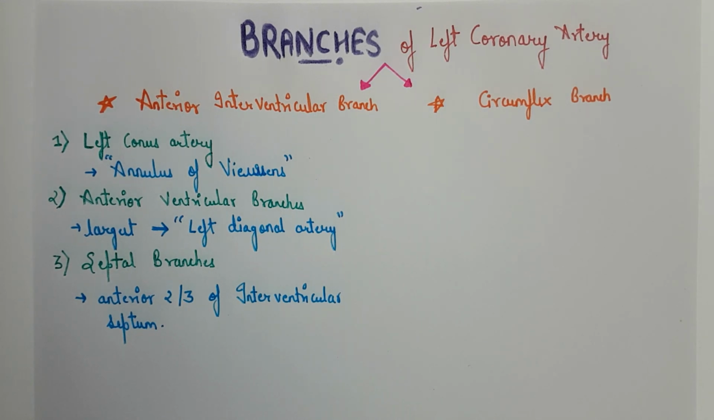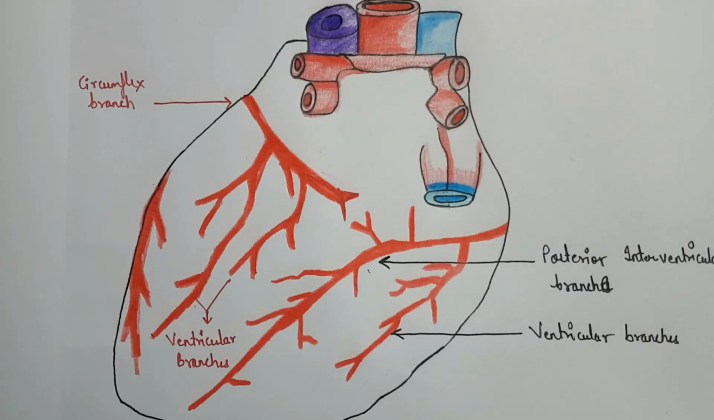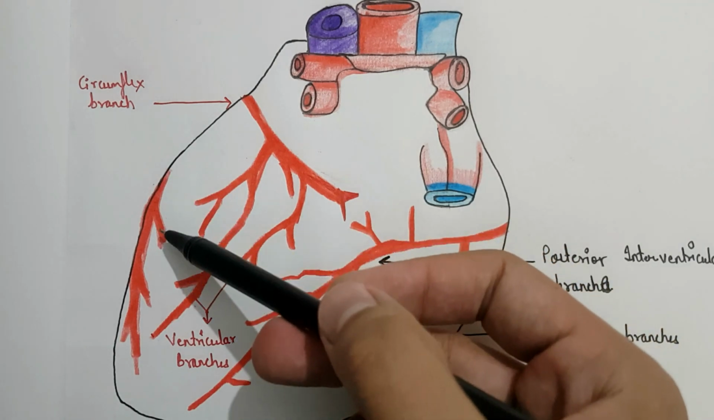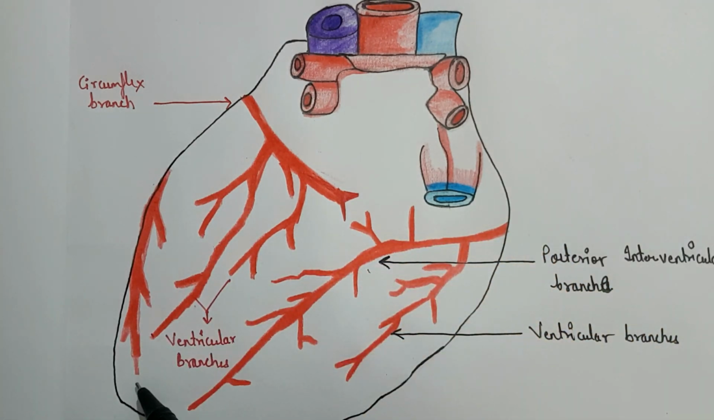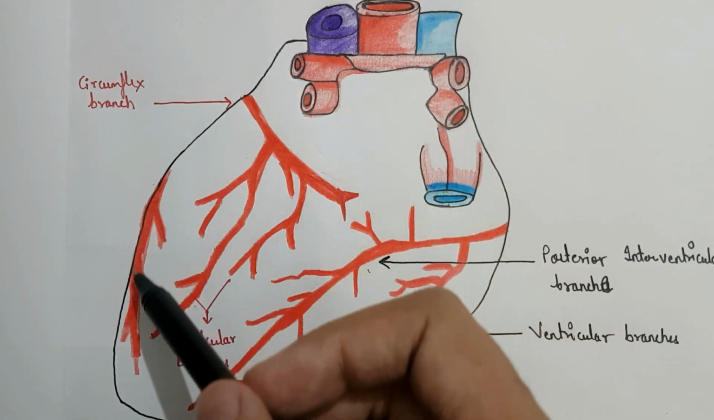Now let us talk about the sub-branches of the circumflex branch of the left coronary artery. The first branch is the left marginal artery, which runs till the apex of the heart, just like the right marginal artery of the right coronary artery. This also supplies part of the ventricles. This is the left marginal artery reaching till the apex of the heart and lying along the left border of the heart.